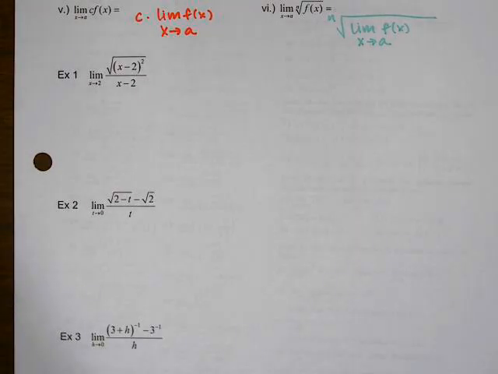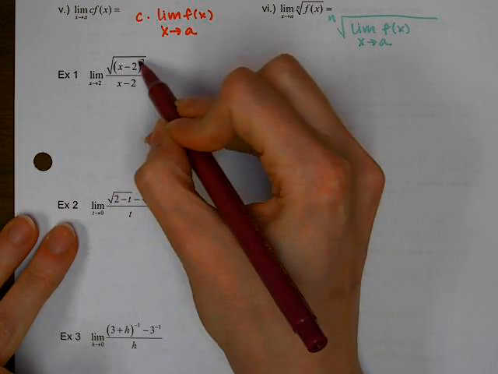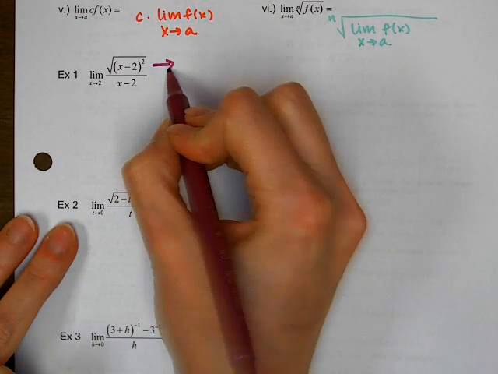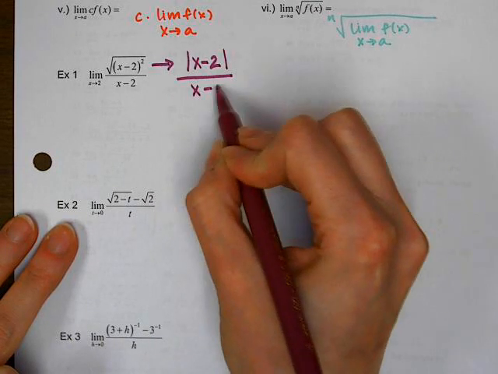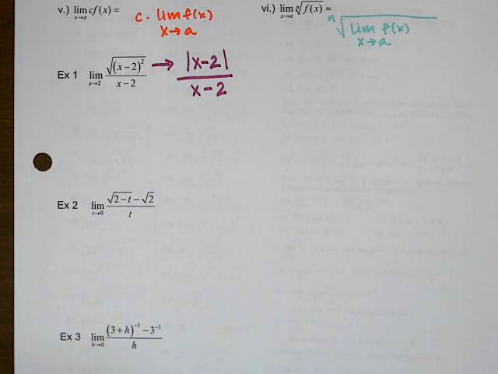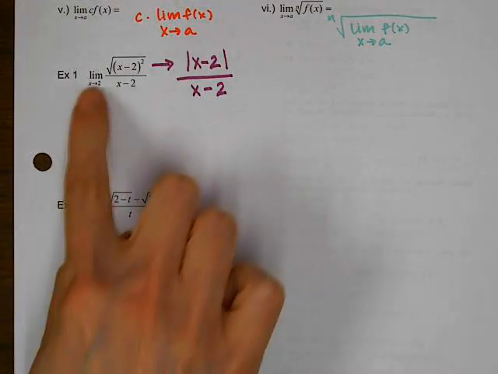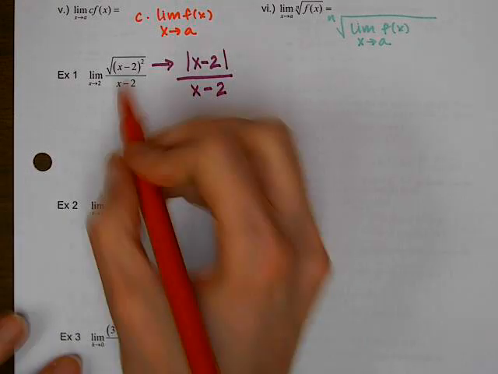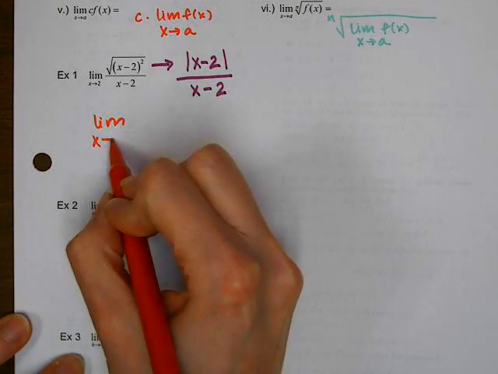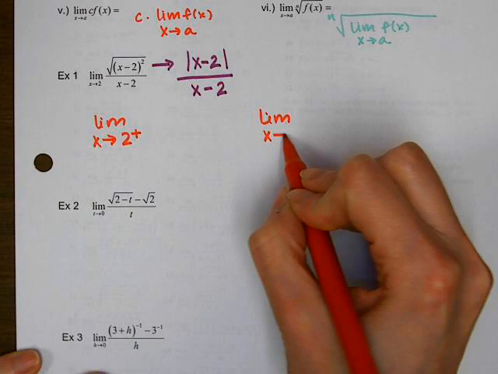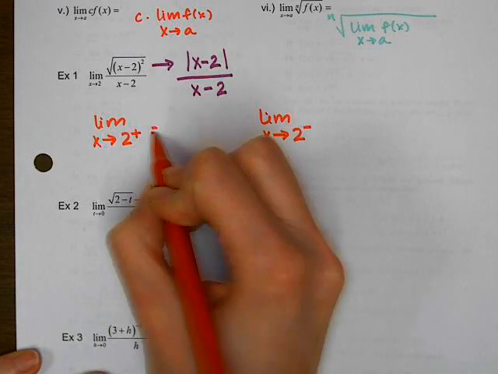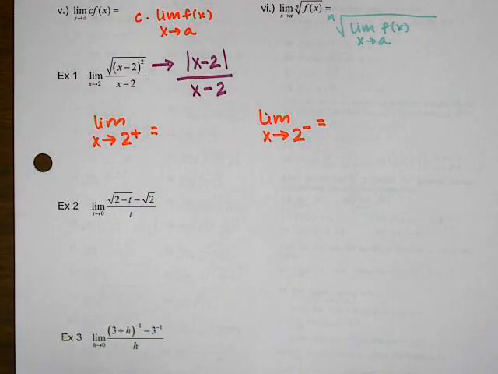Okay, so that'll help us with number 1. If you have this limit, instead of crossing off square rooting a square cancels, what we just talked about, this is really the absolute value of x minus 2, all over x minus 2. Then if we want to find the limit as x approaches 2, we need to find the limit as x approaches 2 from the right, and then the limit as x approaches 2 from the left, and we need to see if they're the same or different.